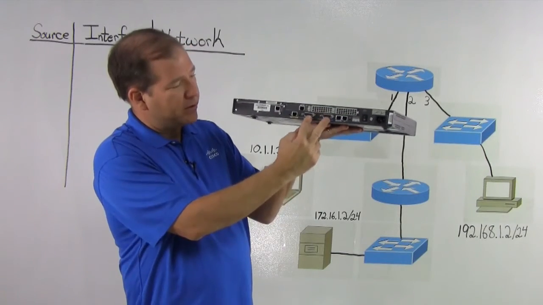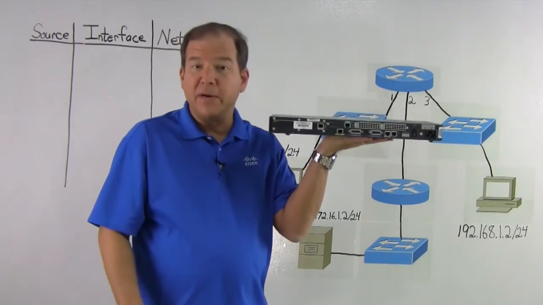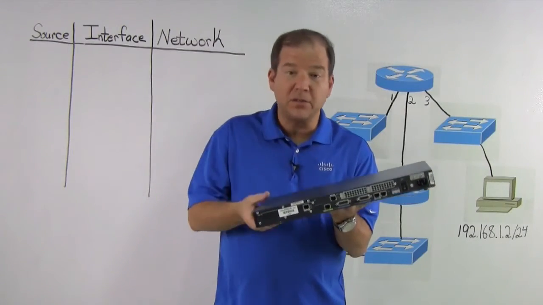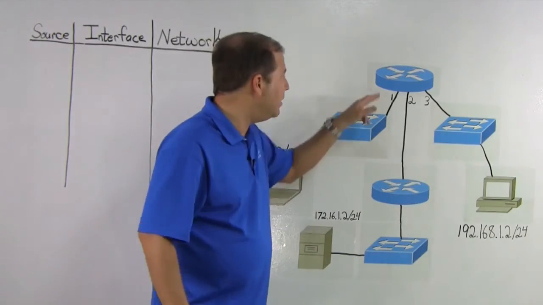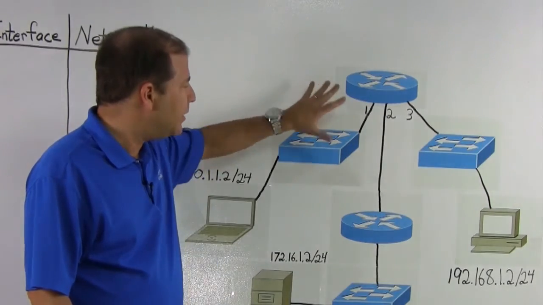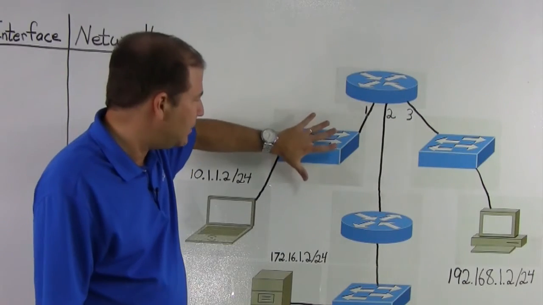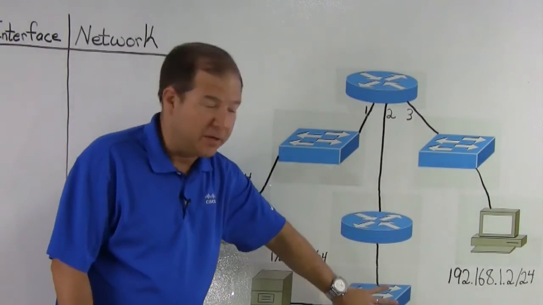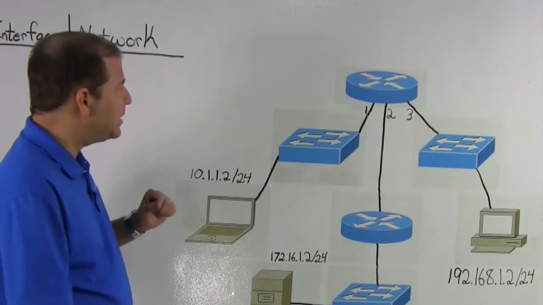I've got a couple of serial interfaces, I've got an Ethernet interface, and the way a router is drawn in a topology, it looks a lot like a hockey puck, like you see here. This is a router, and you'll notice that I have the router connecting out to a couple of switches, connecting to another router, which connects to yet another switch. We've got some end devices connected as well.